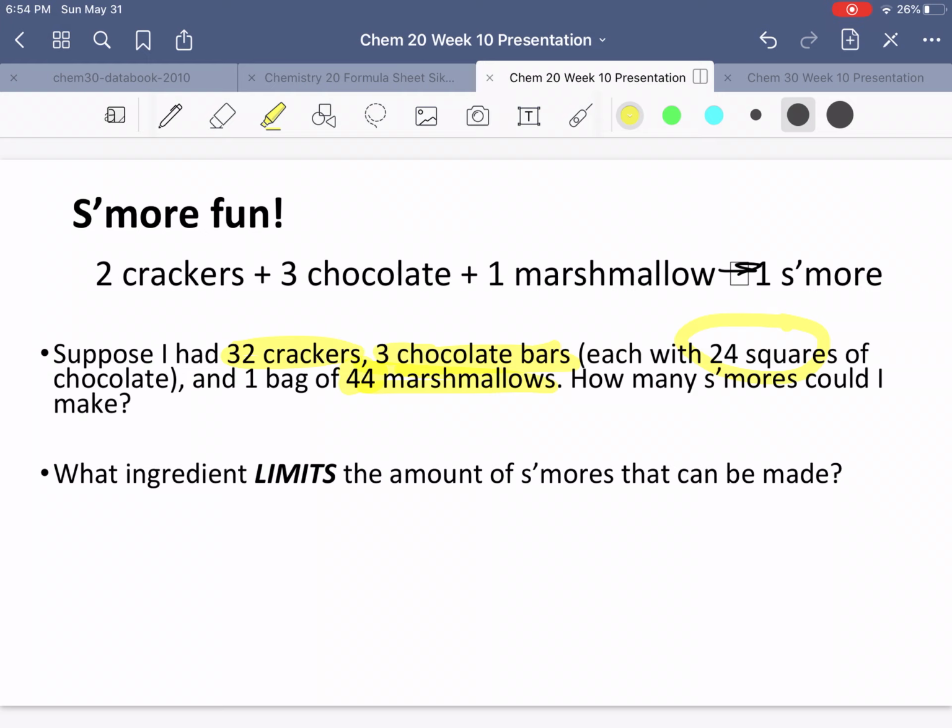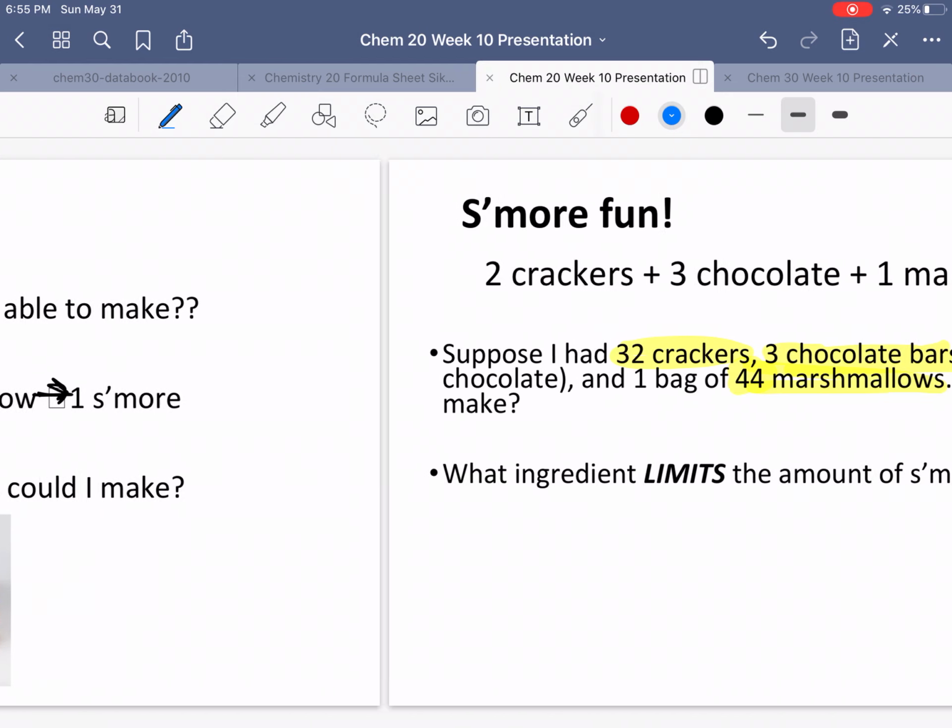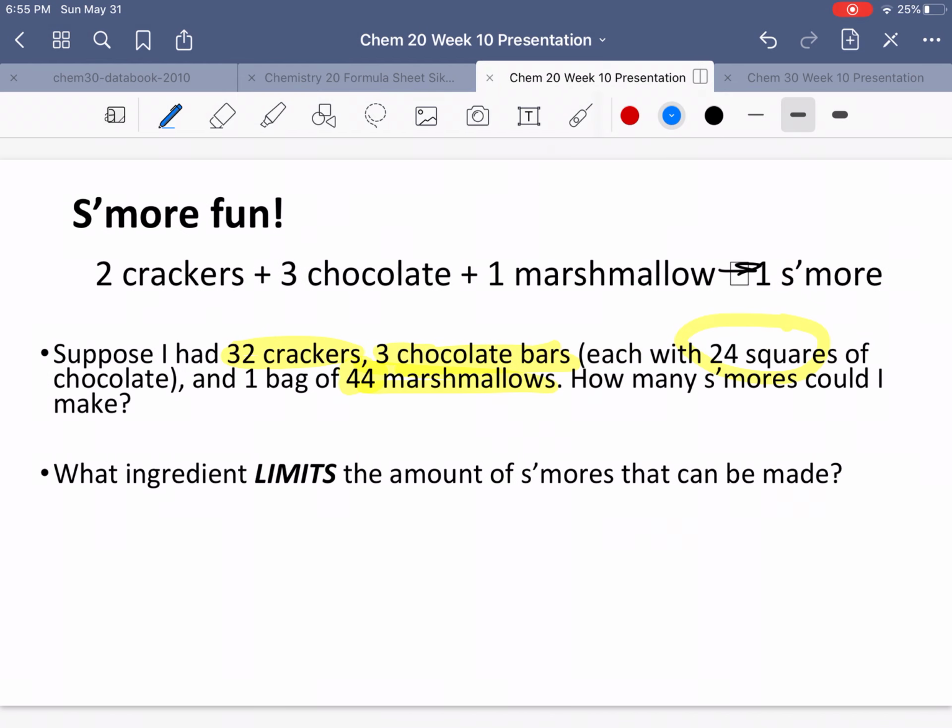To stop and think about this, you essentially need to decide which of these ingredients, the crackers, the chocolate bars, or the marshmallows, are going to limit the amount of s'mores that can officially be made. Okay, let's go through a process. If we'd been in class, I would have asked you to do this on your own and give me the answer, but we'll go through it together here. Similar to when I said I had 40 crackers, except this time we've got 32. 2 crackers per s'more. So 32 divided by 2, I get 16. I could make 16 s'mores in that case.